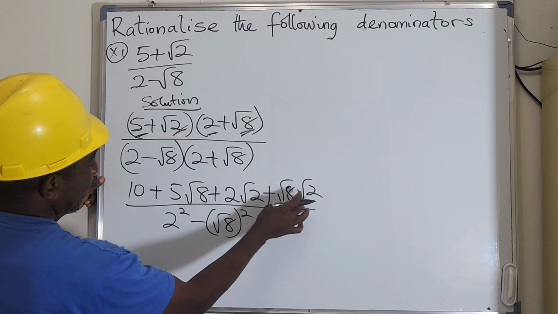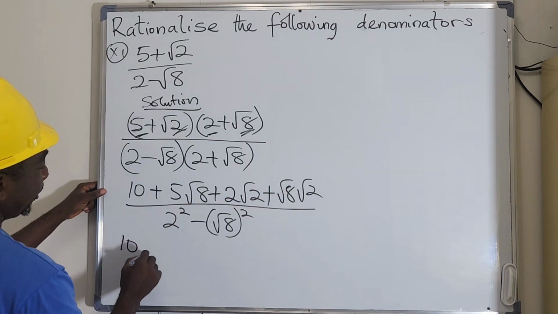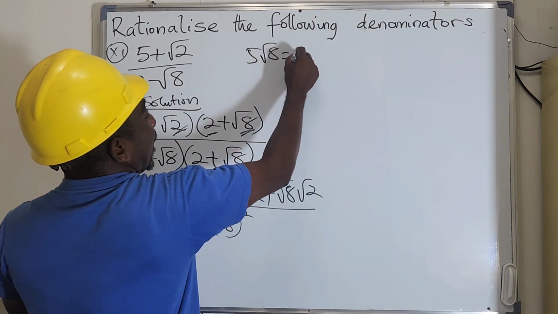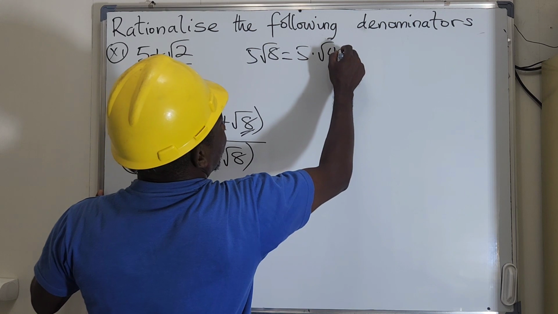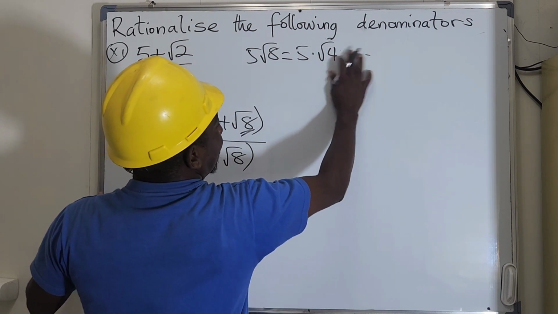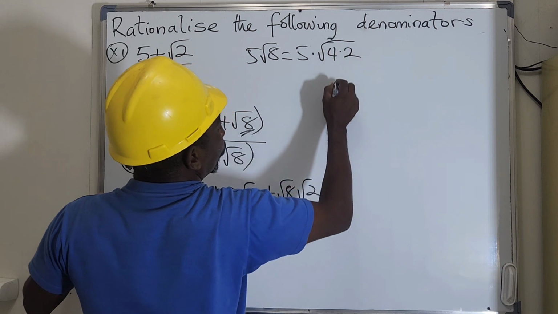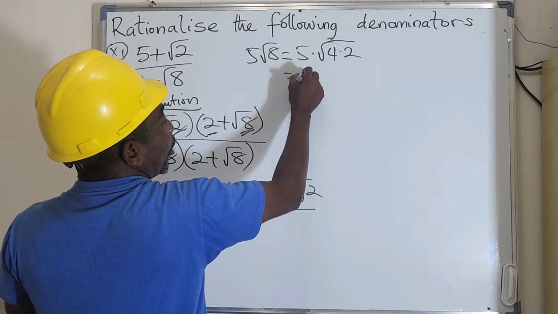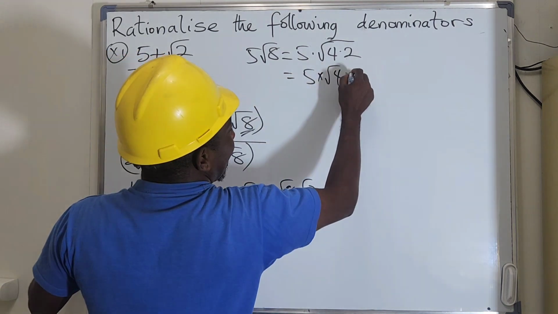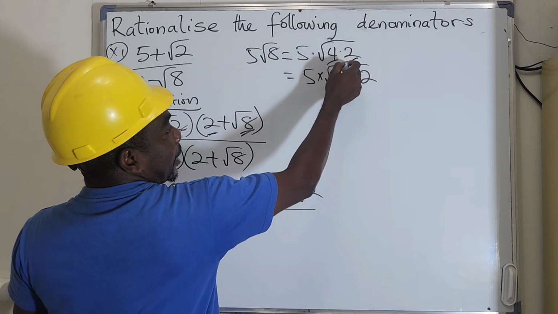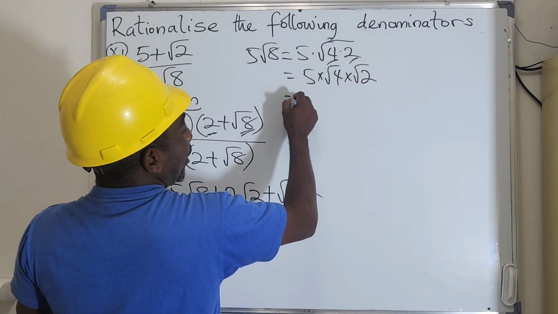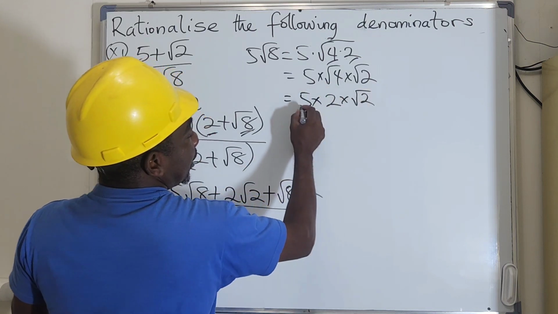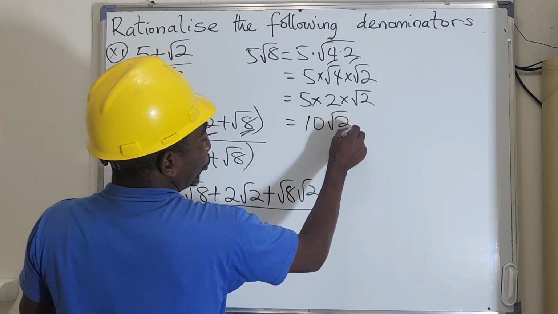Here we can simplify this. This becomes 10 plus 5 root 8. 5 root 8 is the same thing as 5 times root 4 times 2, because 8 is 4 times 2. So this will become 5 times root 4 times root 2, because we can split this into its roots. That means we have 5 times root 4, which is 2, times root 2. This is the same thing as 10 root 2.